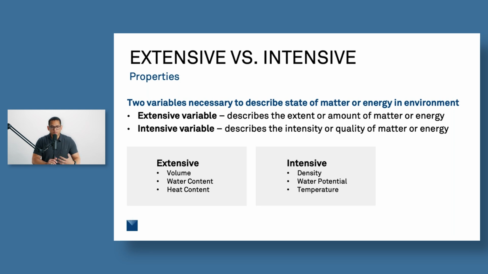And so now, having said all of that, let's talk about water content versus water potential. Water content is our extensive variable, so it's just the amount of water that is present in soil, right?